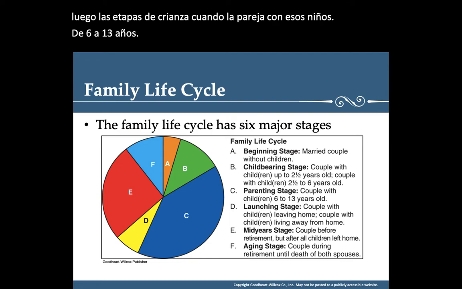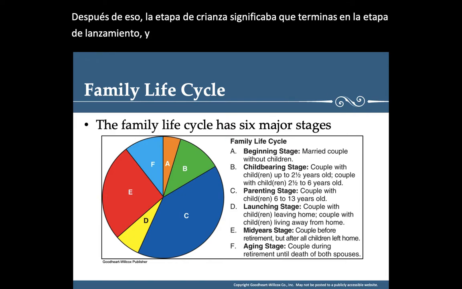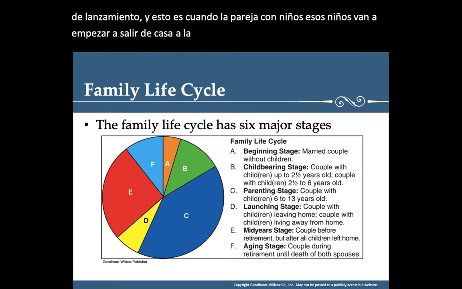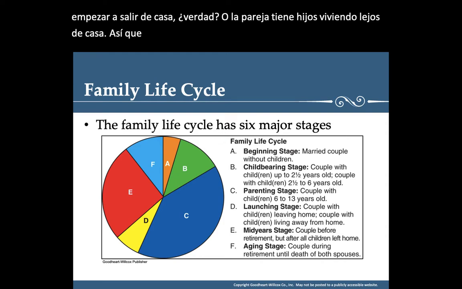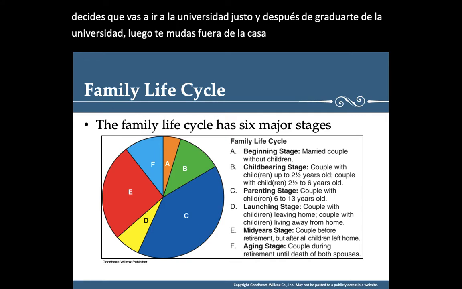After the parenting stage, you end up in the launching stage. This is when the couple's children are going to start leaving home, or the couple has children living away from home. So generally when you become an adult and you decide that you're going to go to college, and after you graduate college, you then move out of the house. This is that launching stage, where your parents are launching you out into adulthood.